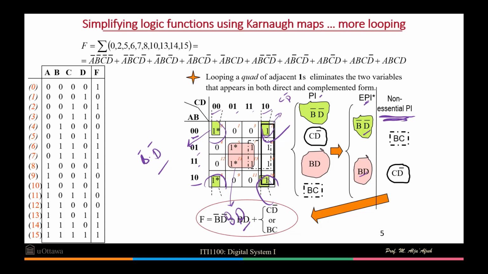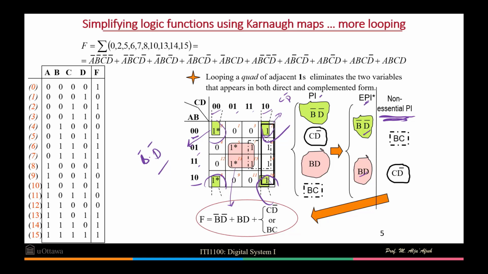So in order to find the simplified version of F, let me erase this. F for sure has to include the two essential prime implicants, plus either I'm going to take this one to cover these two, which is CD prime, or I'm going to take BC. That is BC, okay, guys. I hope it's clear for you guys.